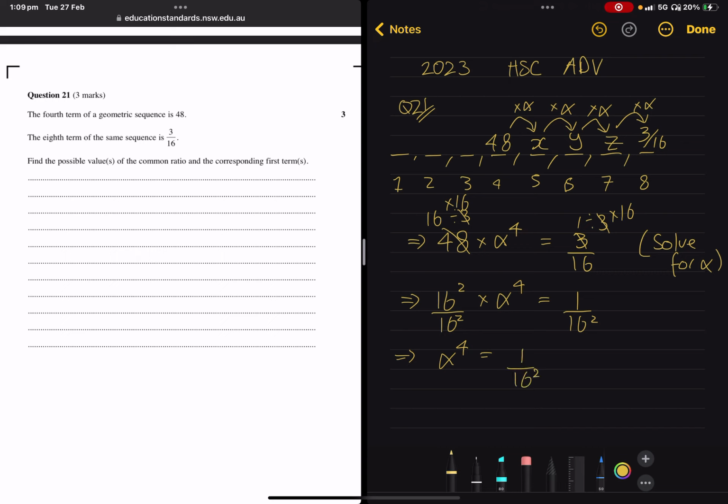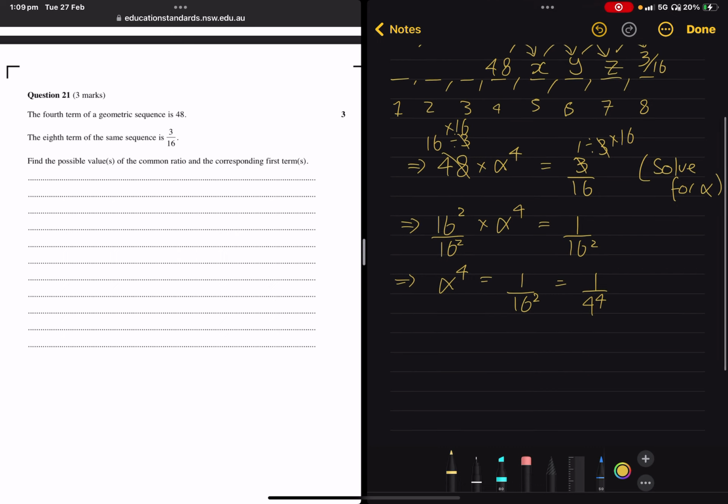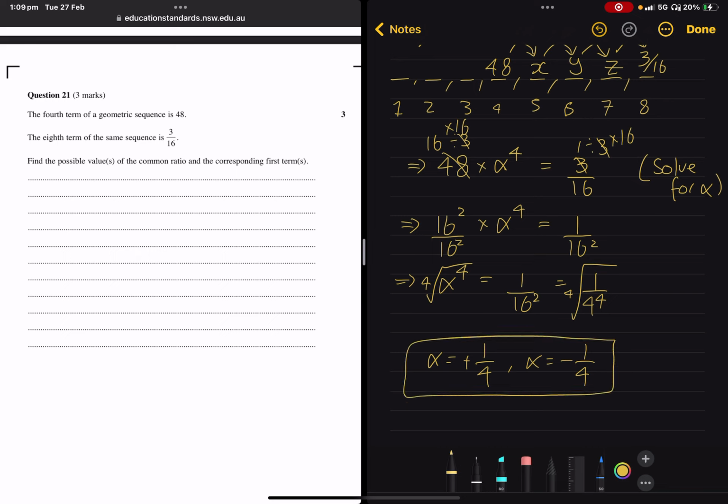Now 16 squared is 4 to the power of 4. You could just do this as a standard number if you want, but we know that this is 1 over 4 to the 4. If we take the fourth root of both sides, we get alpha is equal to plus 1/4, or alpha is equal to minus 1/4. This is an even root, so it could come out positive or negative. So when it says find the possible values of the common ratio, these are the two possible values of the common ratio.